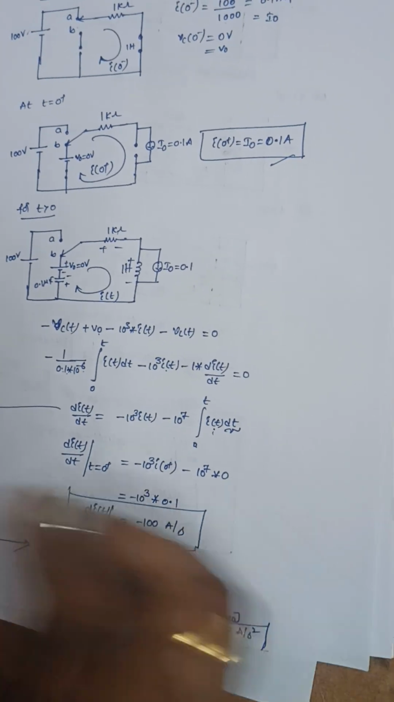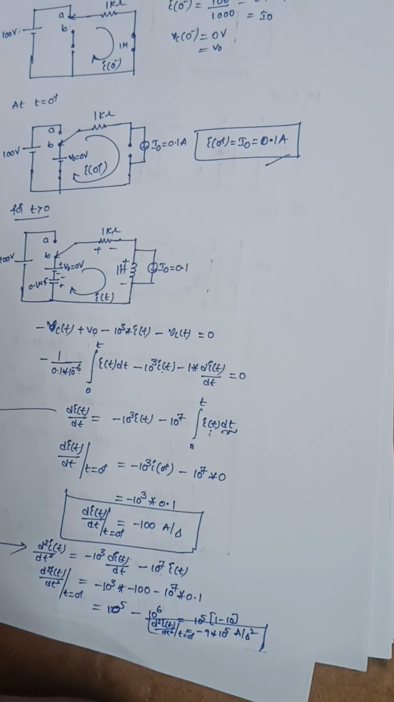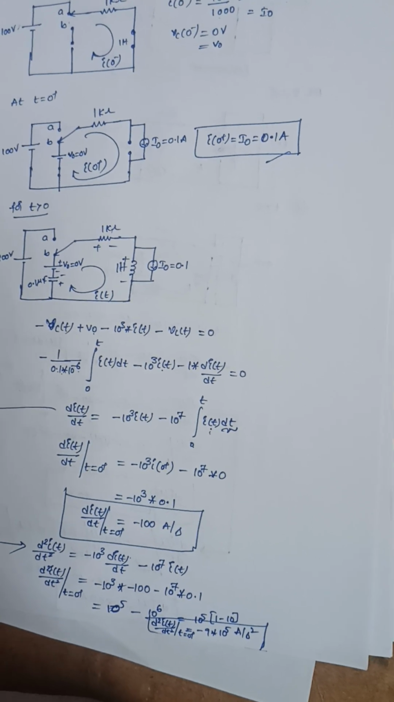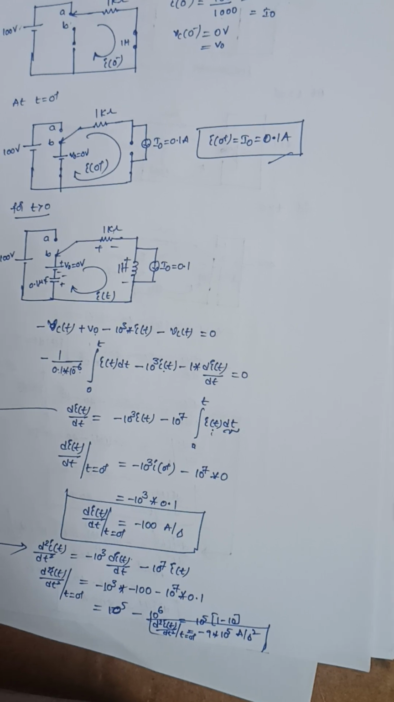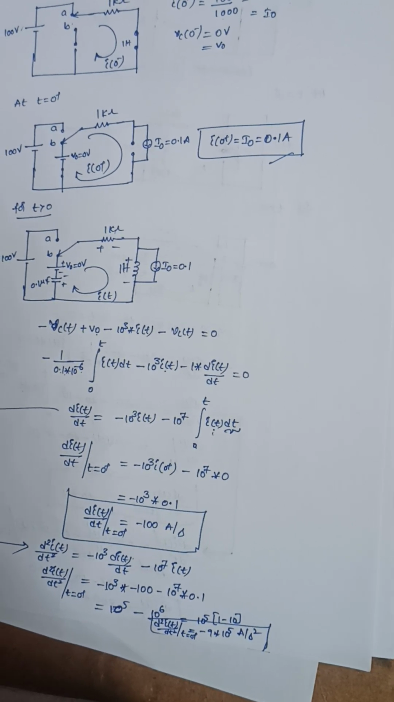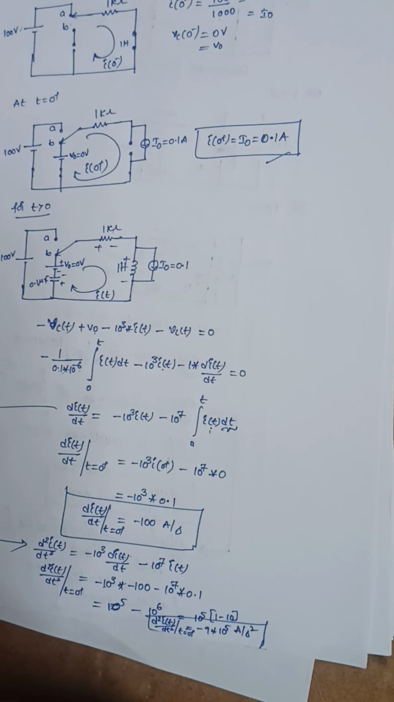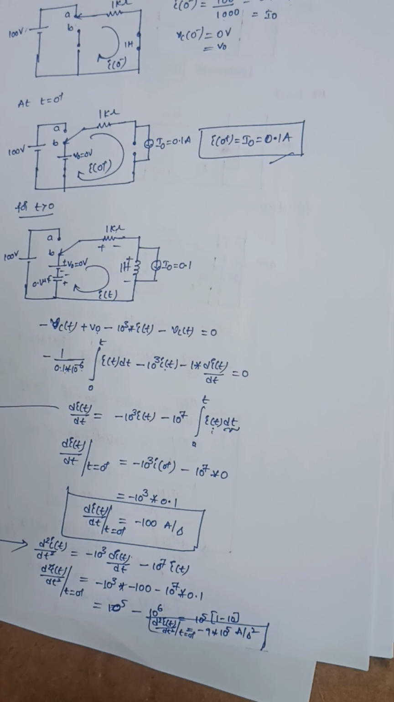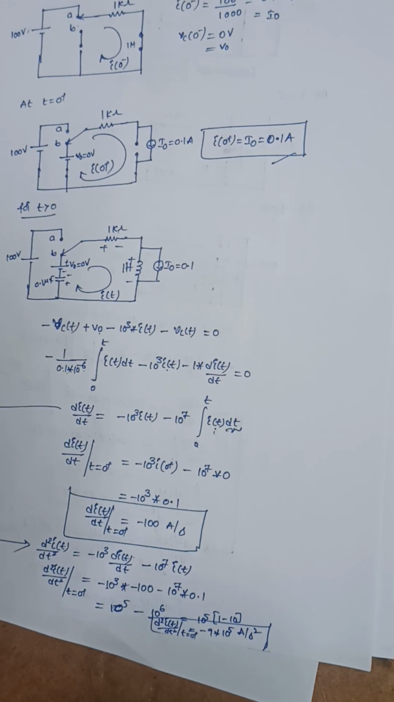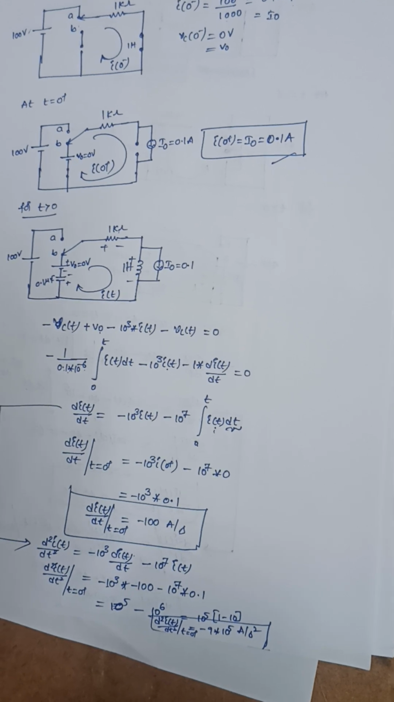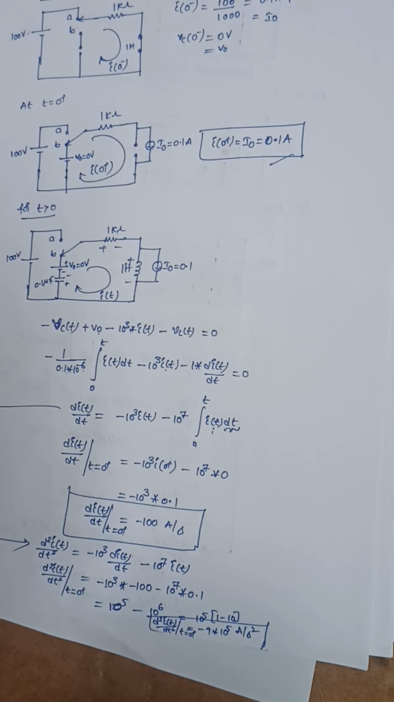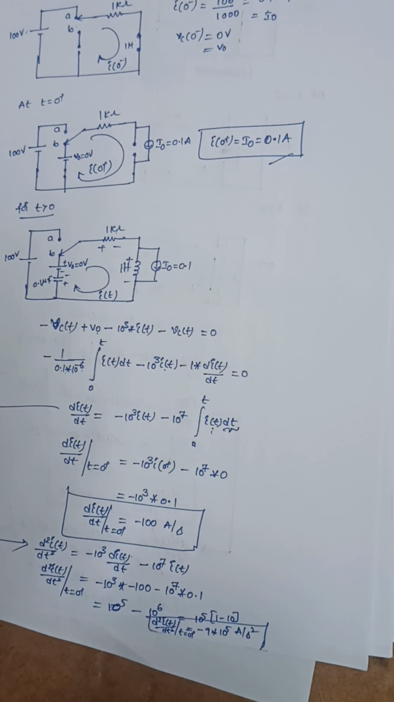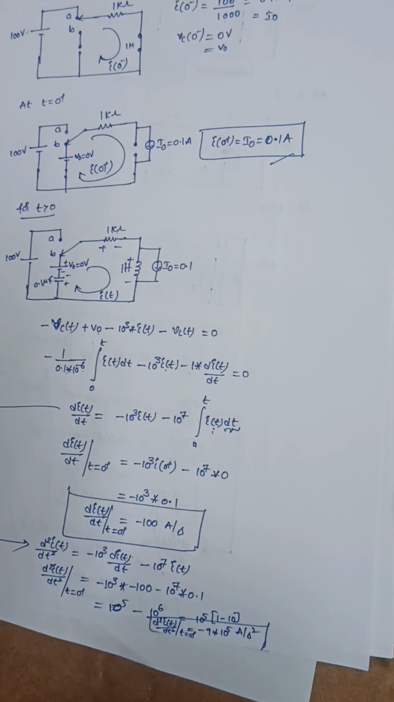The procedure is the same. At t is equal to 0 minus, draw the circuit and assume that this circuit is under steady state condition from minus infinity to 0 minus. Under steady state condition, the inductor will act as a short circuit and the capacitor will act as an open circuit. The second step is to draw the circuit at t is equal to 0 plus. Replace the inductors and capacitors with their equivalent circuits at t is equal to 0 plus, and find the currents flowing through the inductors and the voltages across the capacitors.